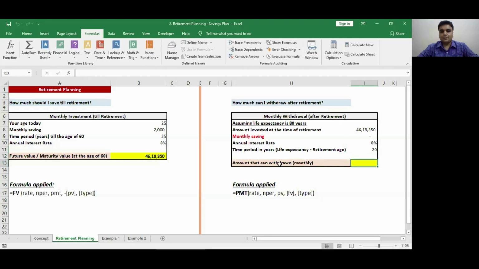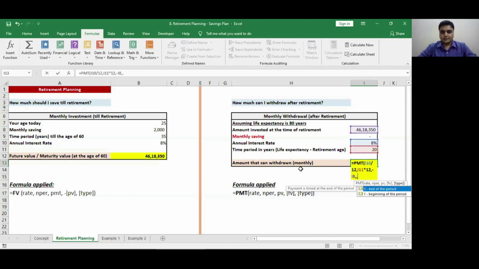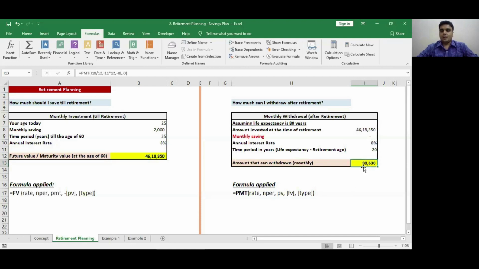Now, how much money can I withdraw on a monthly basis? For this, we will use the function PMT. Rate divided by 12. Number of periods would be 20 years into 12. Present value would be 46 lakhs. There is no future value in this case. And since it is a withdrawal, I will do it at the end of the period. So I'll select 0. I'll close the bracket. Now you can see I can withdraw 38,000 rupees after the age of 60 to meet my day-to-day expenses.